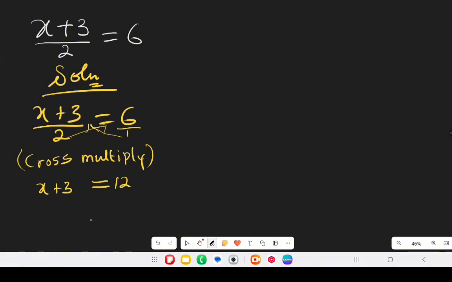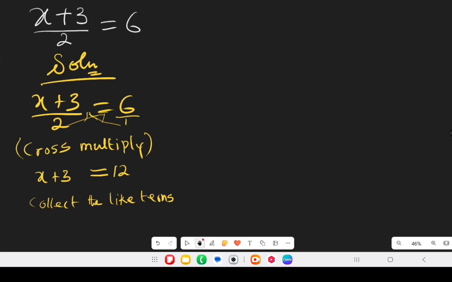12. Next step, we collect the like terms. We are going to have x equal to 12. 3 crossing the sign of equality becomes minus 3. Then finally, x is equal to 12 minus 3, which is 9 as the answer.